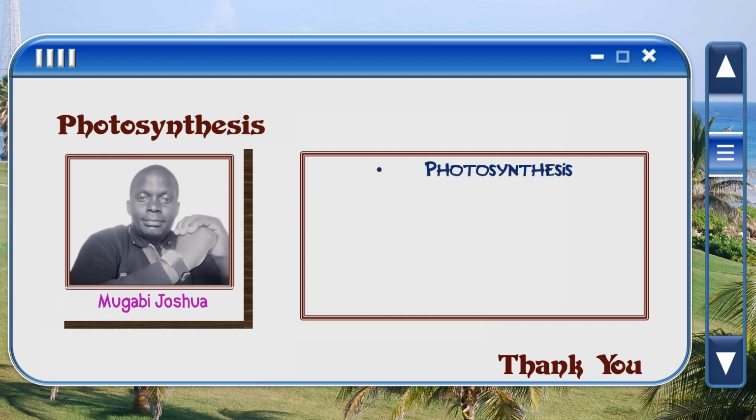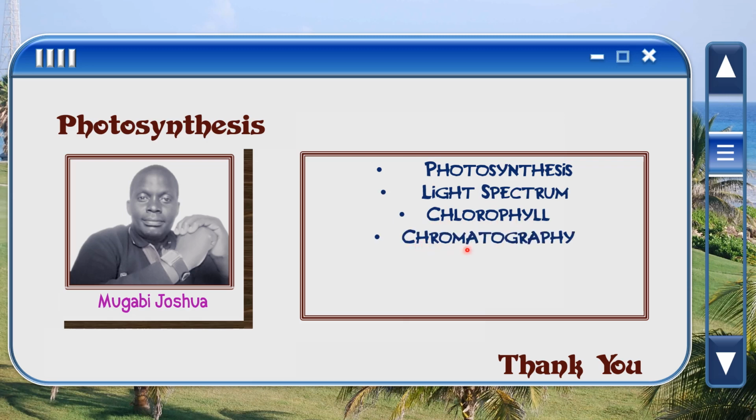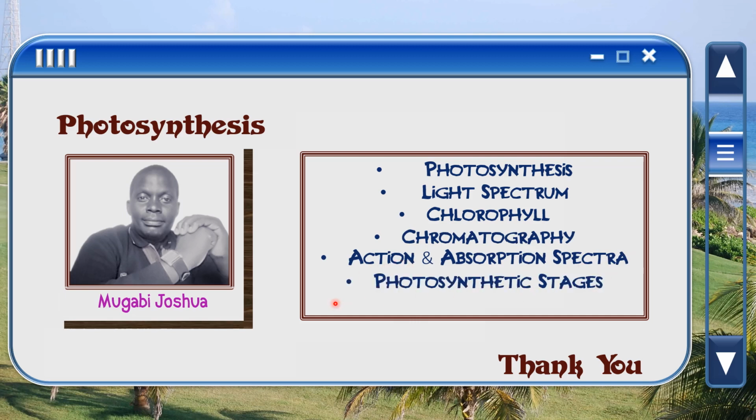And today we have looked at photosynthesis. We have also looked at the light spectrum. We have looked at chlorophyll. We have talked about chromatography. We have talked about the action and absorption spectrum. We have looked at the photosynthetic pigments and photosynthetic stages. And then we have looked at the limiting factors.